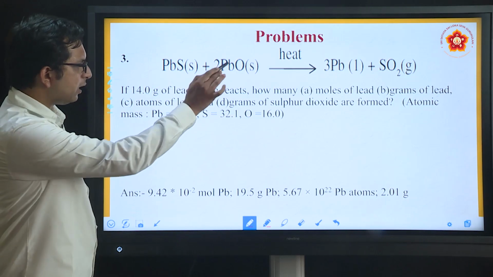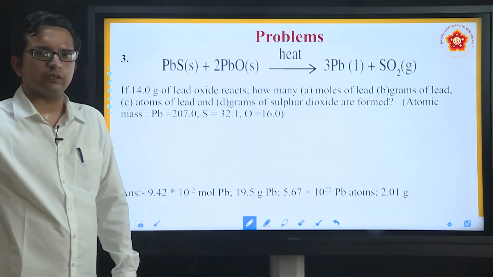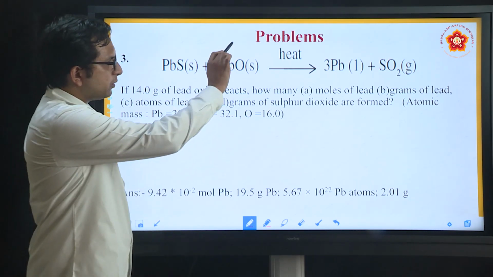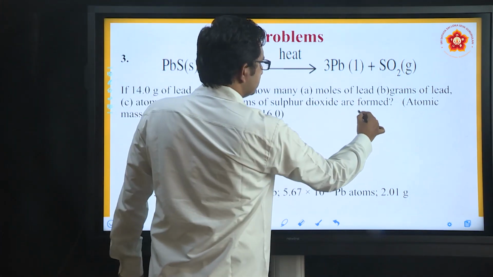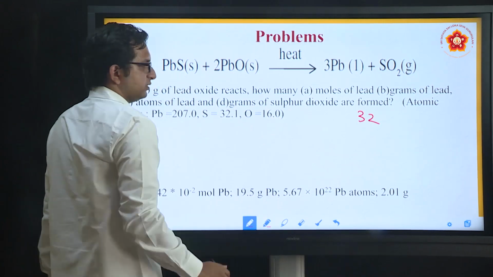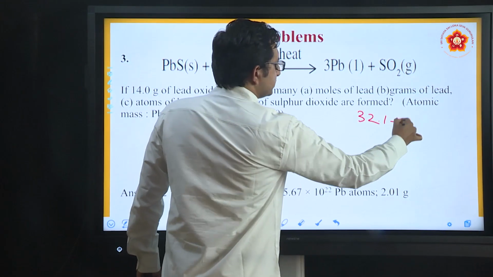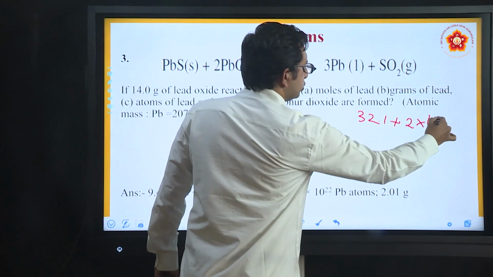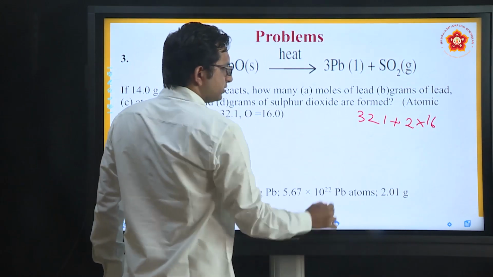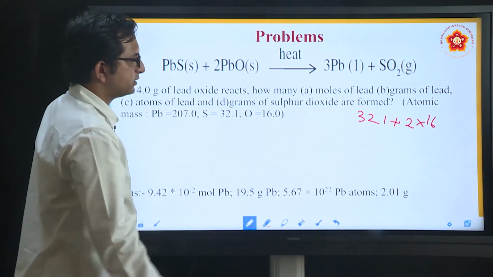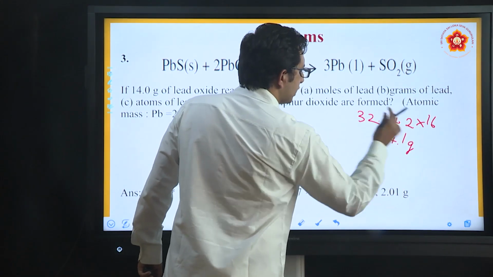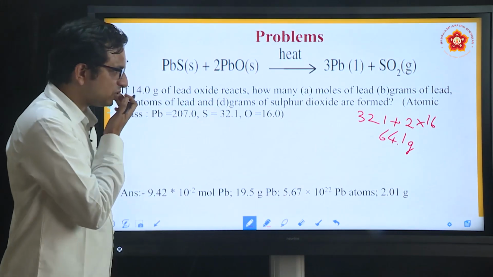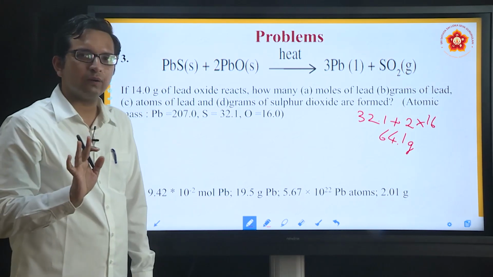The final one, grams of sulfur dioxide which are formed. Now, because there is a mention of sulfur dioxide, you need to calculate the mass for this also. Sulfur mass is 32.1 as it has been given here, plus how many oxygens are there? 2 into 16. So, 32.1 plus 32, you will be getting it as 64.1 gram.